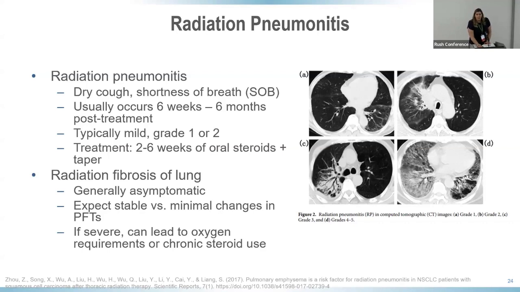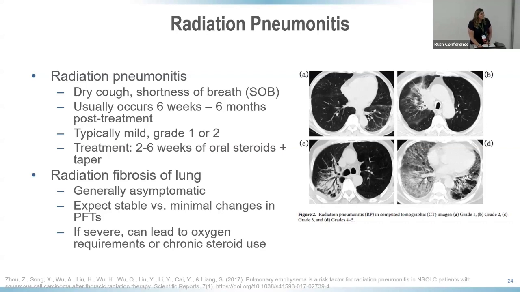It's typically grade 1 or 2, most often grade 1, where you see it on x-ray, but a patient doesn't necessarily have a symptom. We treat this with a course of steroids, usually Decadron, anywhere from 2 to 6 weeks, and then we taper it according to the patient's symptoms.